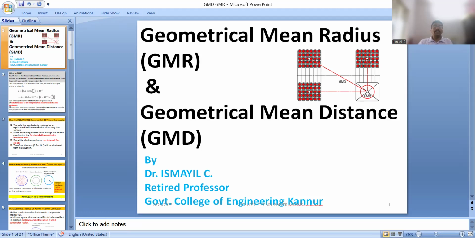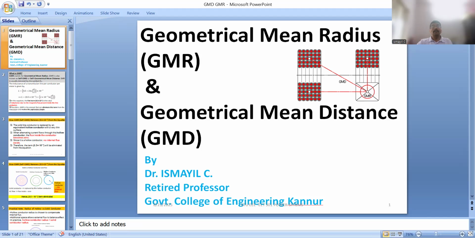Now, to understand it correctly, we will solve some numerical problems. The first problem is related to a single phase line. It's given as a two-wire transmission line, which is 15 kilometer long, made up of round conductors, each of 0.8 centimeter in diameter, separated from each other by 40 centimeter. What is the GMD of the configuration?